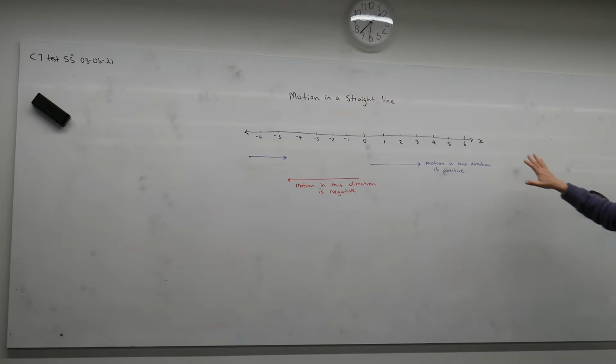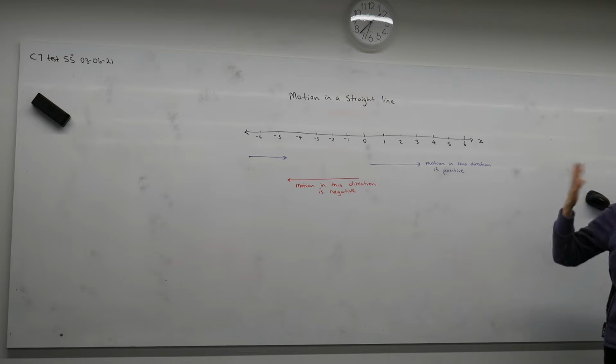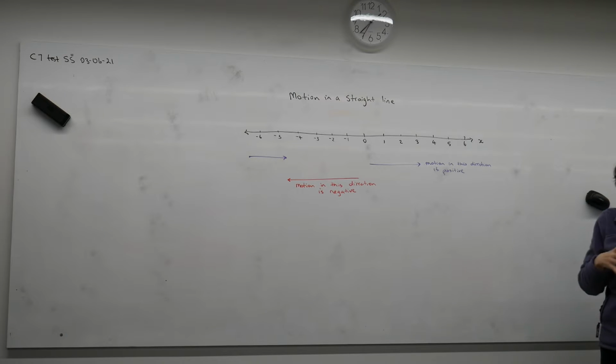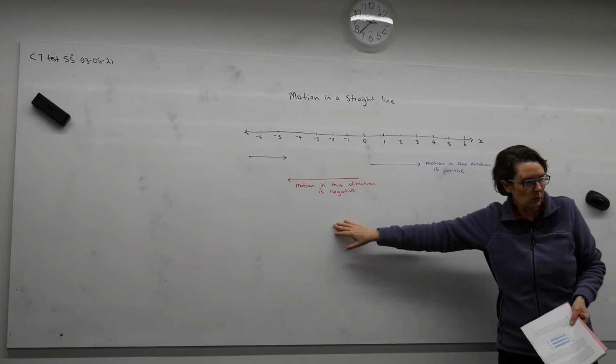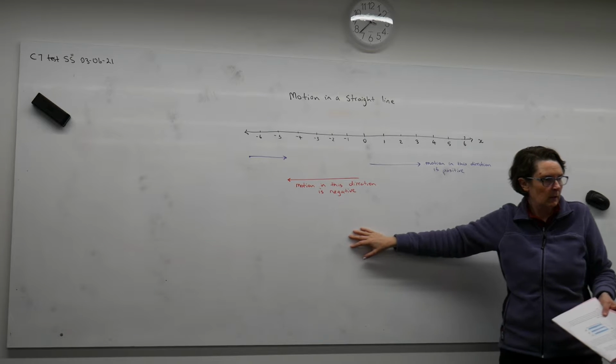Oftentimes the direction is sort of given in the question, but if it's not, you can set up your coordinates so that you can explain your calculations. And our convention is always that positive is to the right and negative is to the left. Okay?